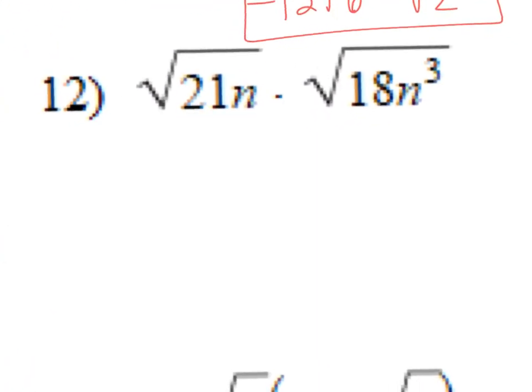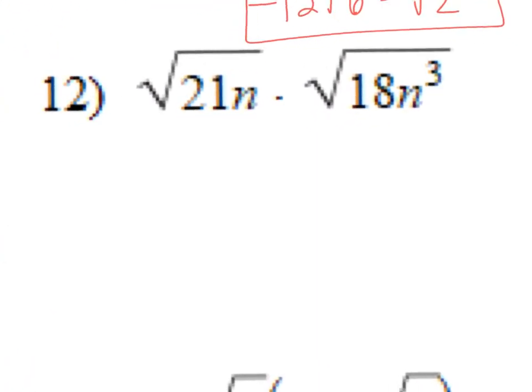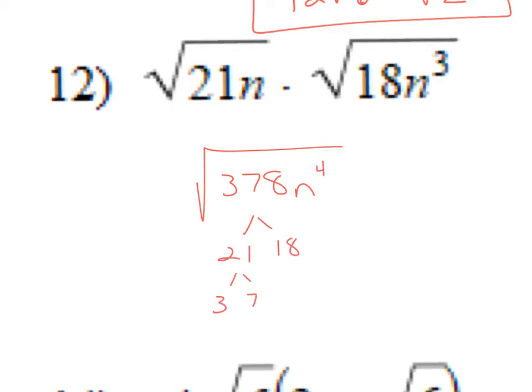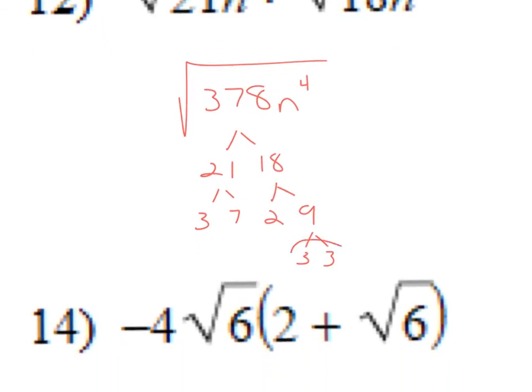Okay, number 12. I'm going to go ahead and multiply these together. So 21 times 18, I've got the square root of 378, and then there are 4 n's. Now 378 goes to 21 and 18, so this will go to 3 and 7, 2 and 9, and then 3 and 3. If I look at this, the 3's will pair up and move out. So I have a 3 on the outside.